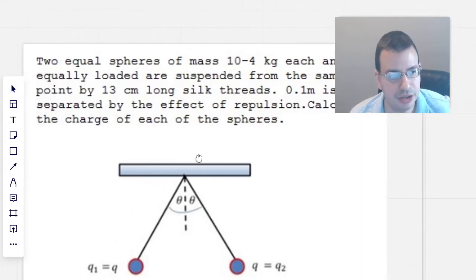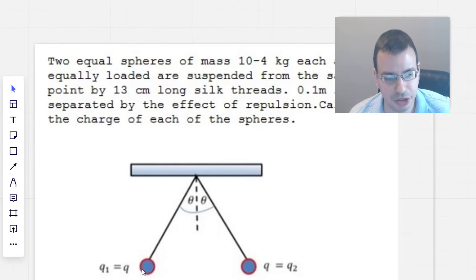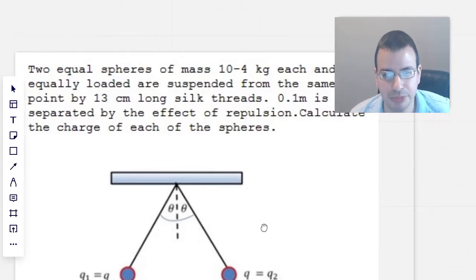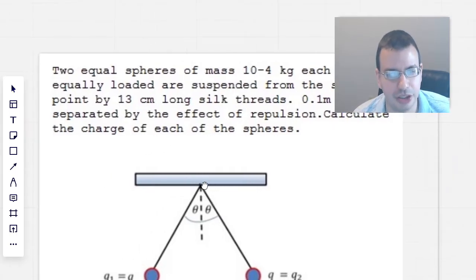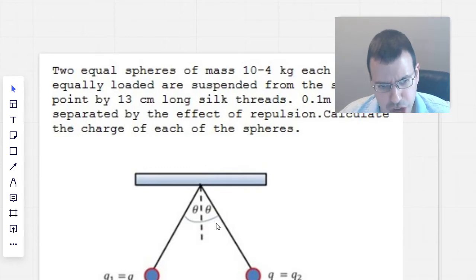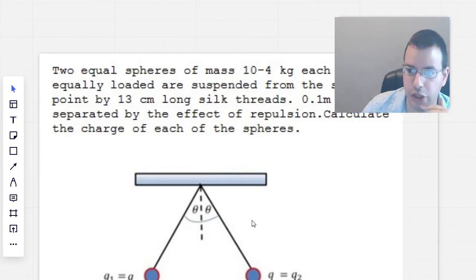They are separated by 0.1 meters by the effect of repulsion, so the distance between Q1 and Q2 is 0.1 meters. It's interesting that they use meters here, but then centimeters there. They could have said 10 centimeters. That's okay, we'll go with this. Calculate the charge of each of the spheres. Okay, so we want to find the charge.